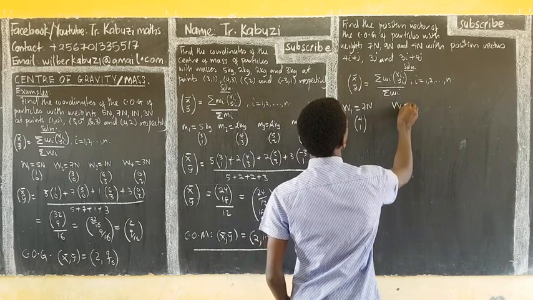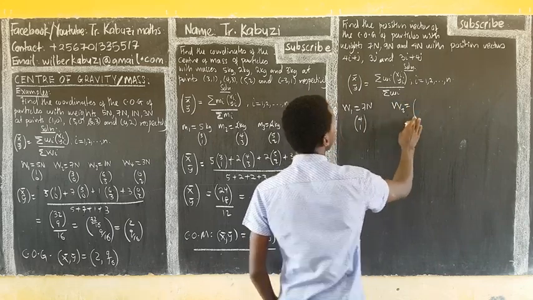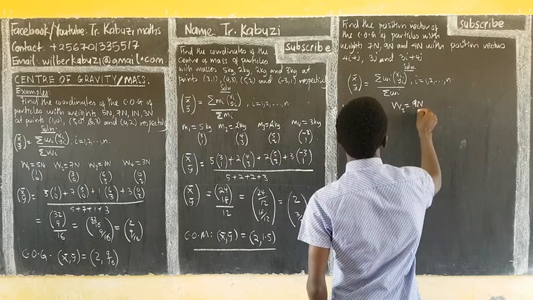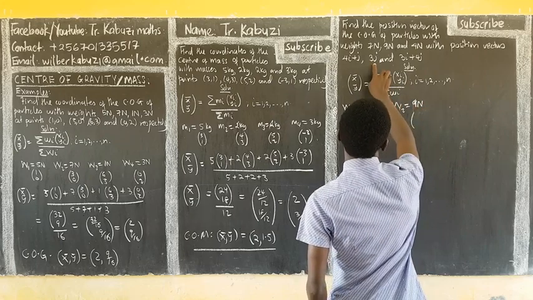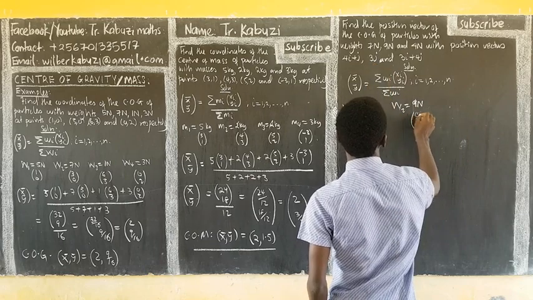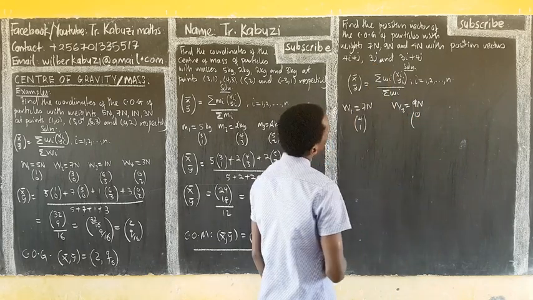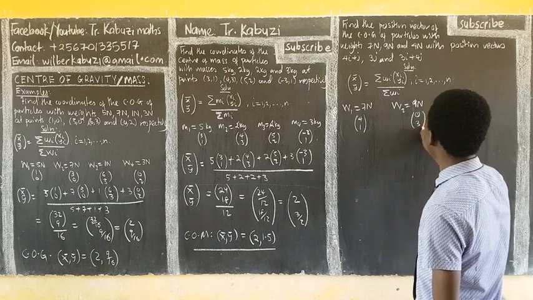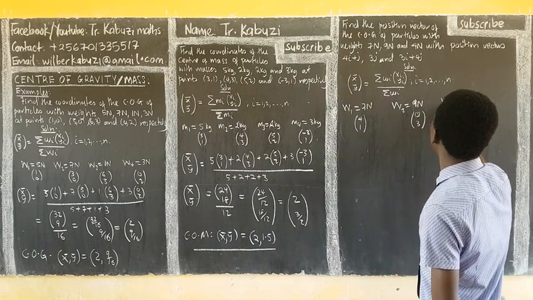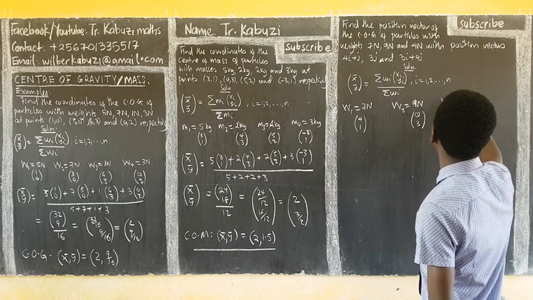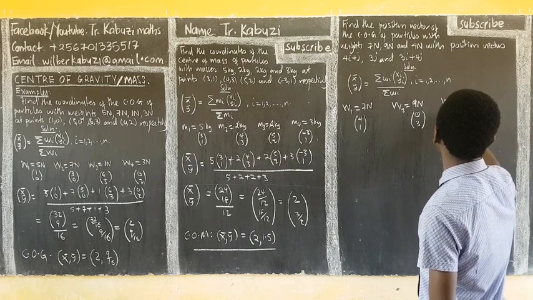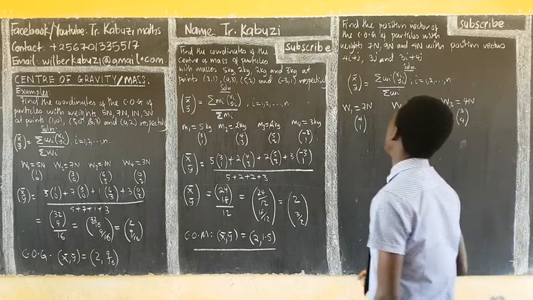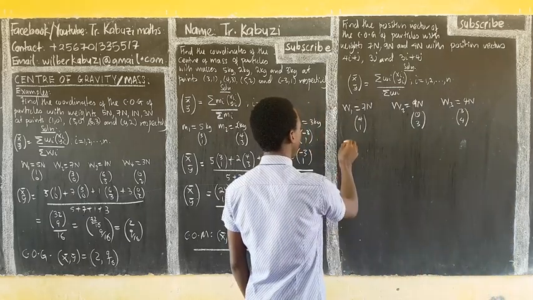Our weight 2 is 9 newtons. Its position vector, you see this is there, meaning its x coordinate is 0, then this is 3. Then our weight 3 is 4 newtons, the corresponding coordinate is 3, 4. Then we come and calculate our center of gravity.